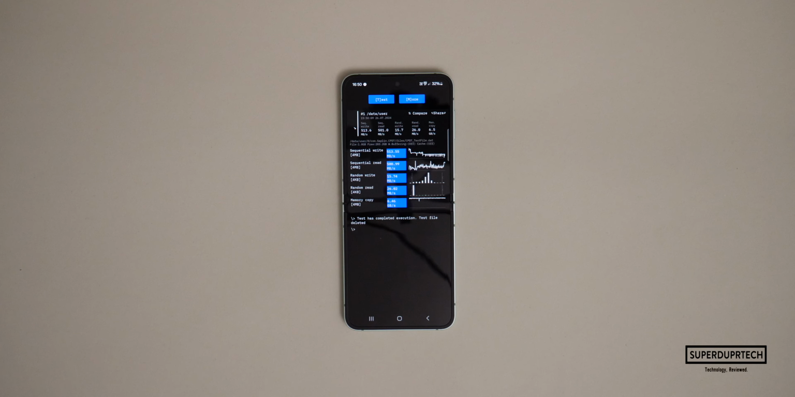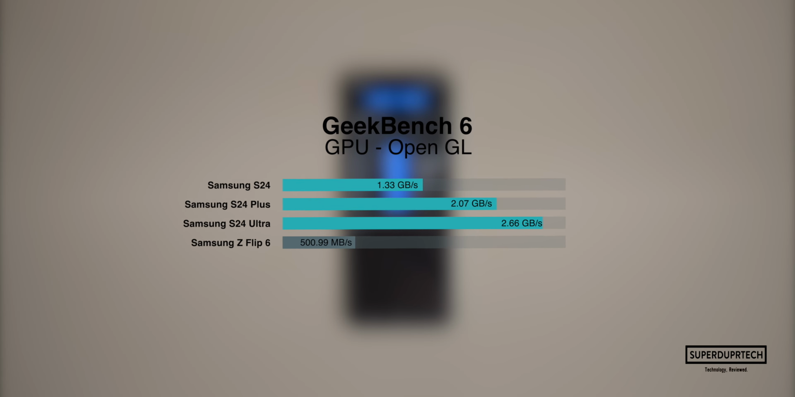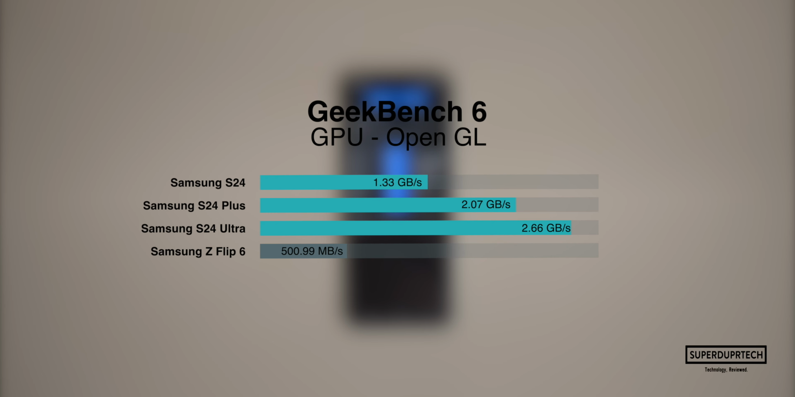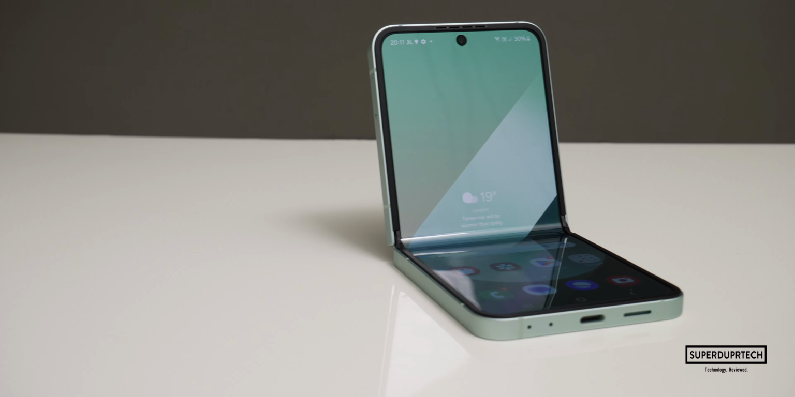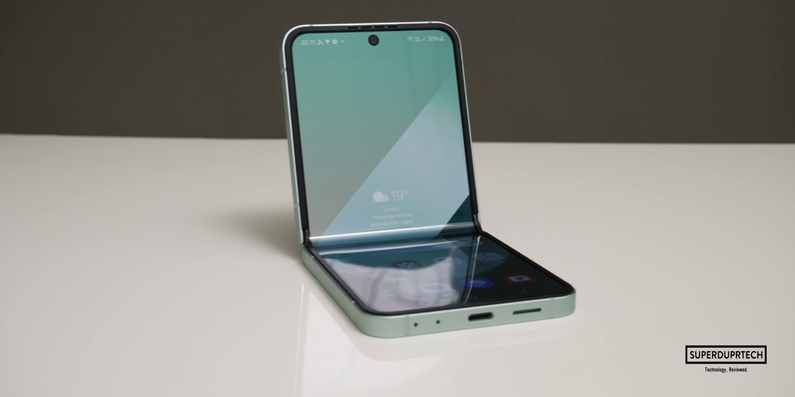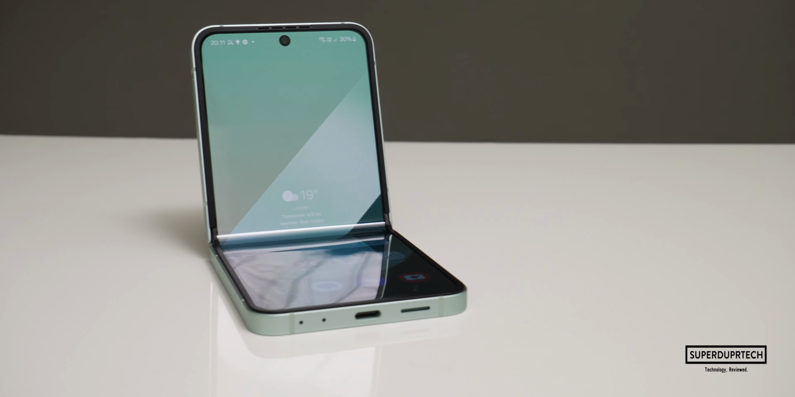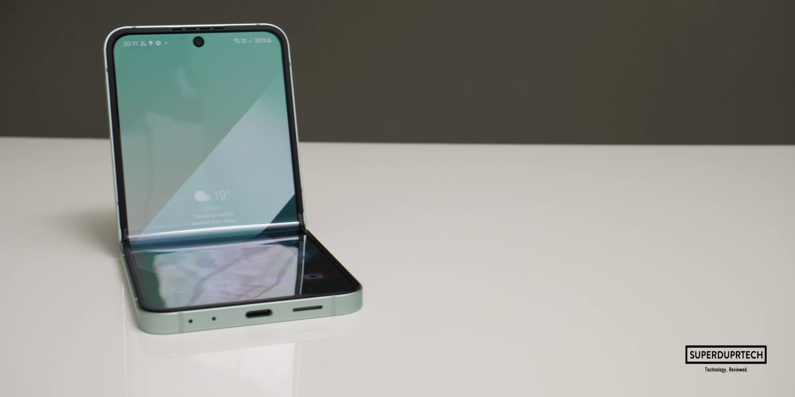I think the interesting thing to take note of is whether it was the S24, the S24 Plus, or the S24 Ultra, they all scored above 1 GB per second on the sequential read side of things, especially when it comes to the S24 Plus and the S24 Ultra, which actually scored above 2 GB per second. So it's certainly a little disappointing to see that we're getting almost a quarter of the speeds of the S24 Plus, let alone the S24 Ultra.